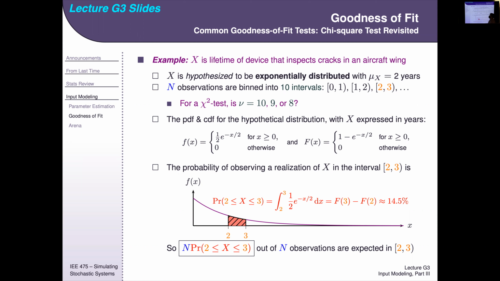So that's how we calculate in general the expected counts for a chi-squared. Does that make sense? Are there any questions about that? You'll do that for the discrete case on your homework.